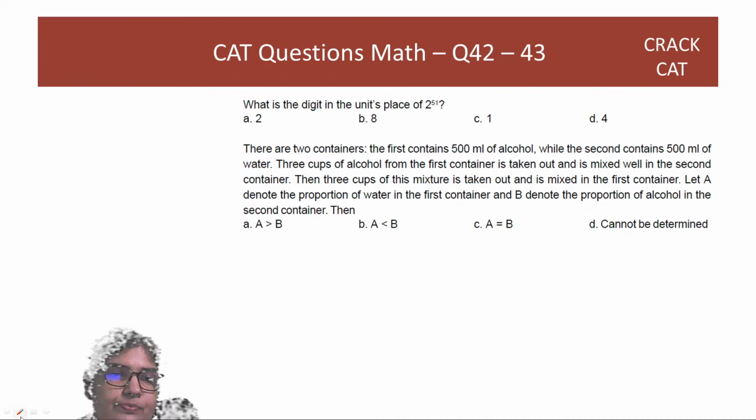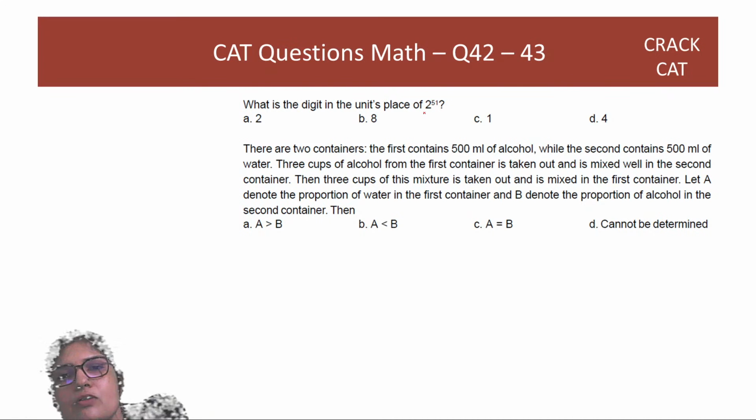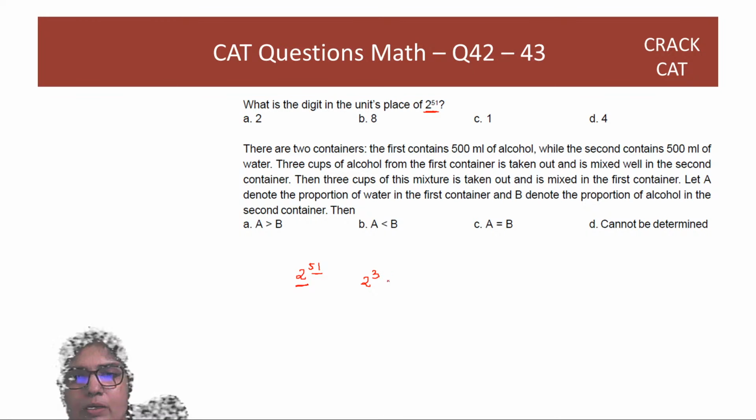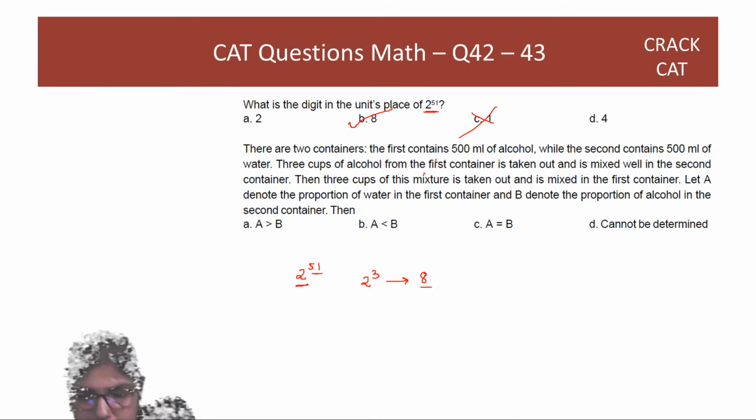42nd question. What is the digit in the units place of 2 raised to 51? So whenever you have such a number, units digit of the base and remainder with respect to 3 of the index. So this is the same as 2 cube, and this is going to be 8. Right? So 2 cube will end in 8. So answer is option B. Obviously, ये तो नहीं होगा. Great. Let's look at the next question.